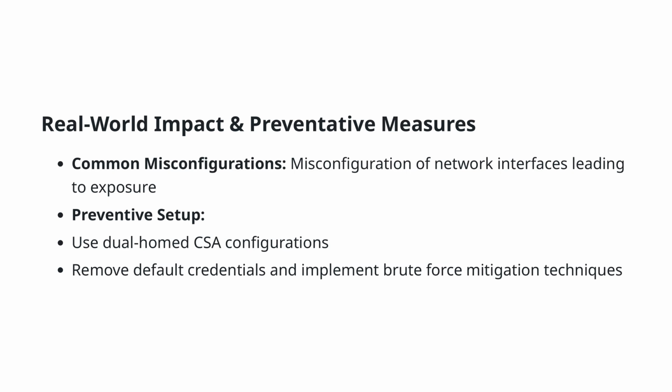In this slide, we explore the real-world impact of misconfigurations and outline effective preventive measures. A common issue is the misconfiguration of network interfaces, which can inadvertently expose systems to threats. To counter this, it is essential to adopt a preventive setup. Utilizing dual-homed CSA configurations can significantly enhance security by isolating network traffic. Moreover, removing default credentials is vital, as they often serve as an easy target for attackers. Implementing brute force mitigation techniques further fortifies defenses, ensuring that unauthorized access attempts are thwarted. These steps collectively help maintain a robust security posture.